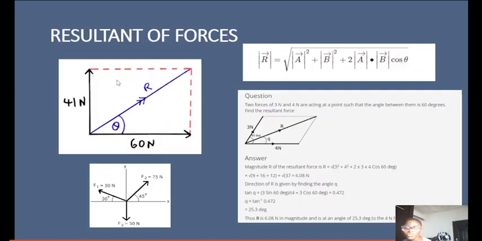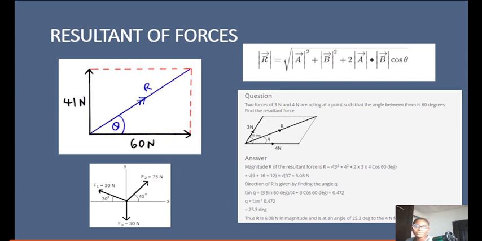So let's quickly solve some questions on resolving. We have two forces. You know forces by their direction. This is the direction of it. We have this first one, 41 and 60, and we have theta. This one is perpendicular, at an angle of 90 degrees, so we are going to use the Pythagoras theorem.